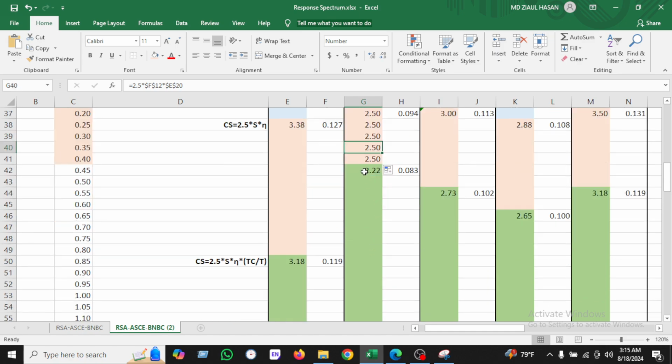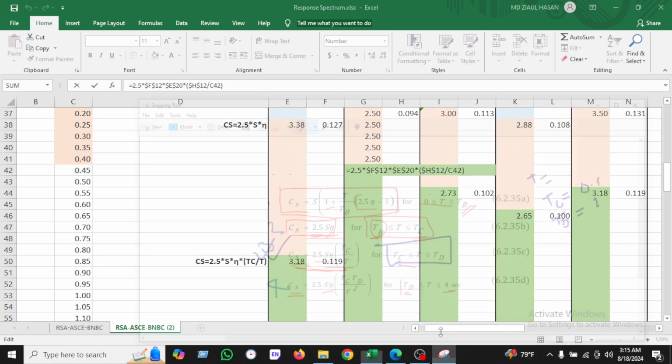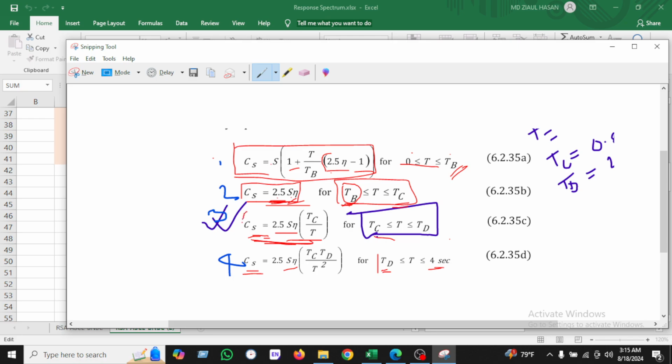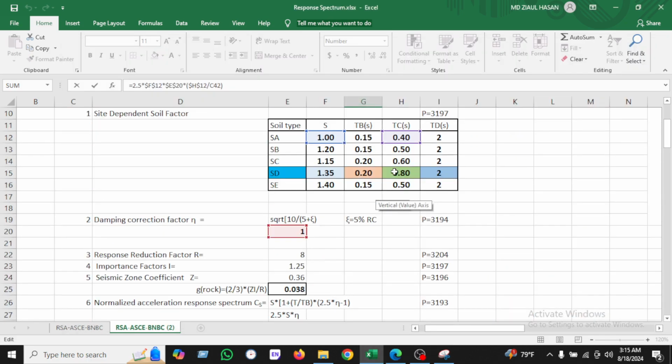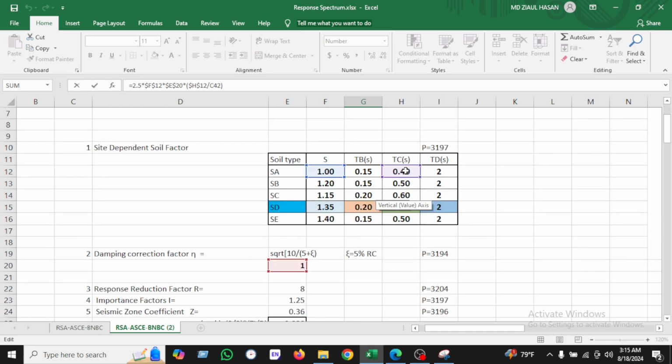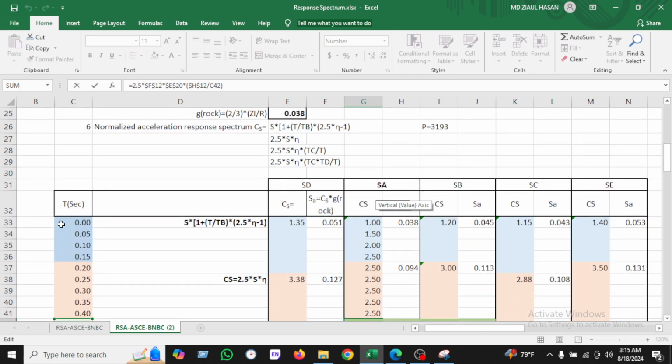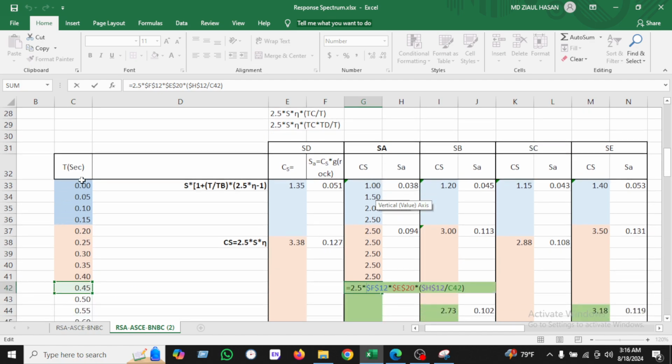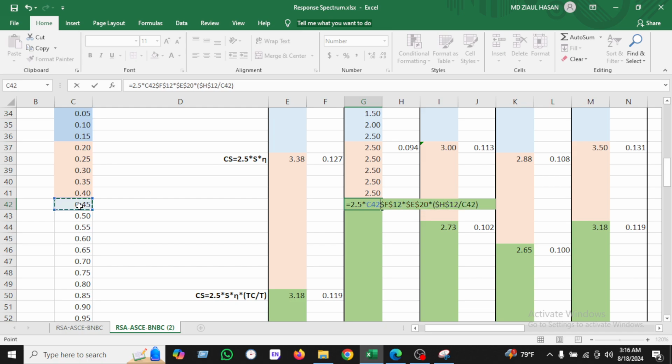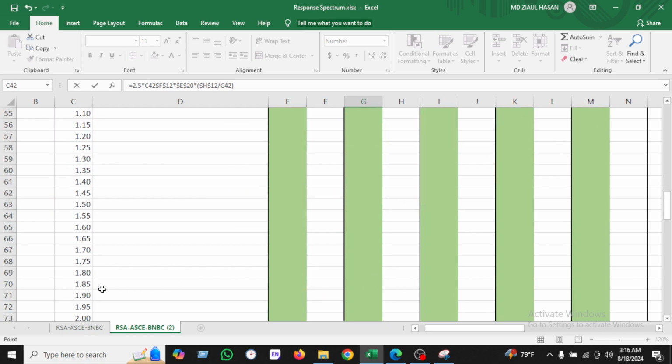In the same way we will use the third formula. The third formula for Cs is 2.5 times S times eta times TC divided by T, used from TC to TD. TC equals 0.40 and TD equals 2, so the formula will be used from 0.40 to 2.